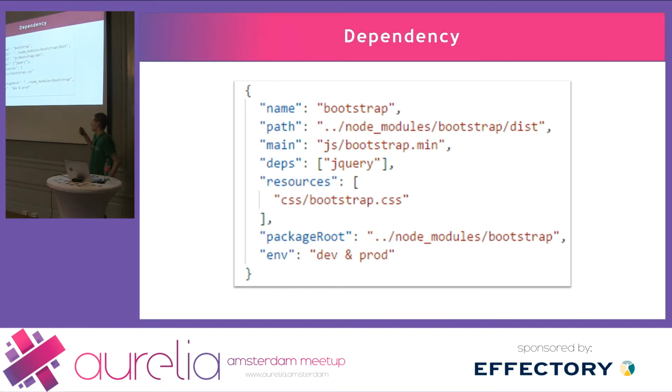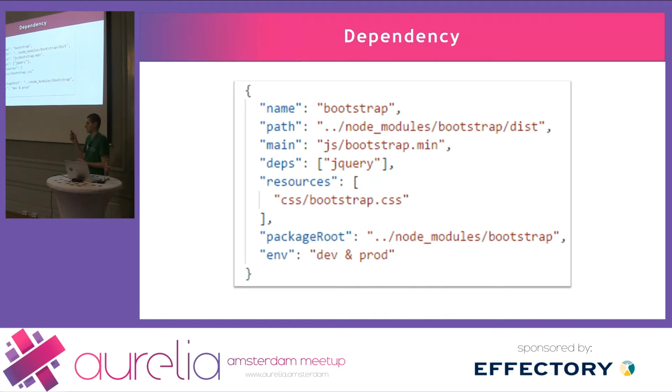So this is what a single dependency could look like. These are all valid properties that you can use. For example, the name, Bootstrap, and that is how you import it in your application code. So if you want to import Bootstrap, you write import Bootstrap with quotes and a semicolon. There's a path which points to the distribution folder of the package. And for Bootstrap, that is the node modules Bootstrap dist folder. There's also a main file, which is included in the bundle by default.